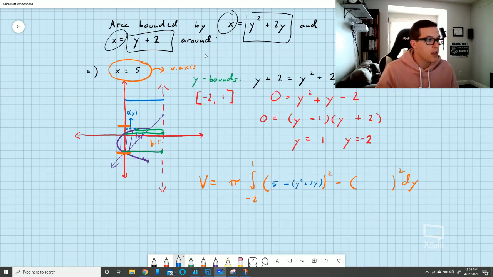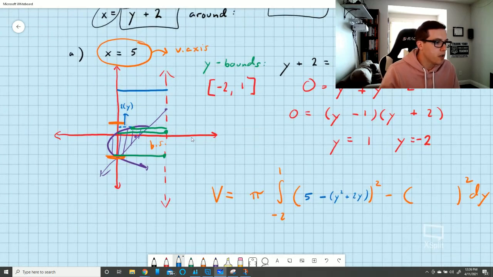All right, so let me just really quick talk about this. People get confused because they're like, wait a minute, if I drew it here where you did with the green, shouldn't it be 5 plus f of y? No, because in this area, this distance is still f of y.